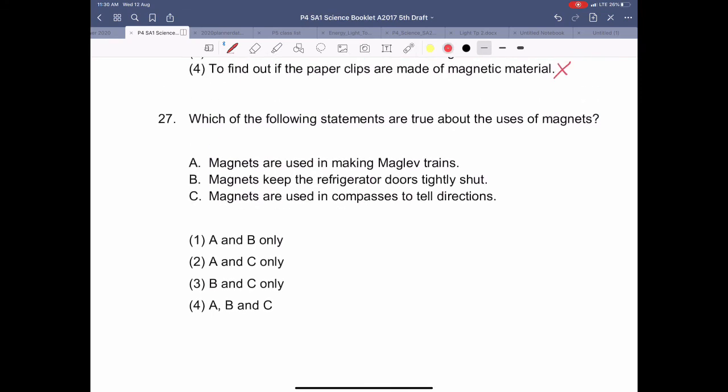Moving on, which of the following statements are true about uses of magnets? Okay, so this has got to do with your memory base. We call it a knowledge-based question, so you really need to study. Unfortunately for science, it's got to do with a lot of content. Either you know it or you don't know it.